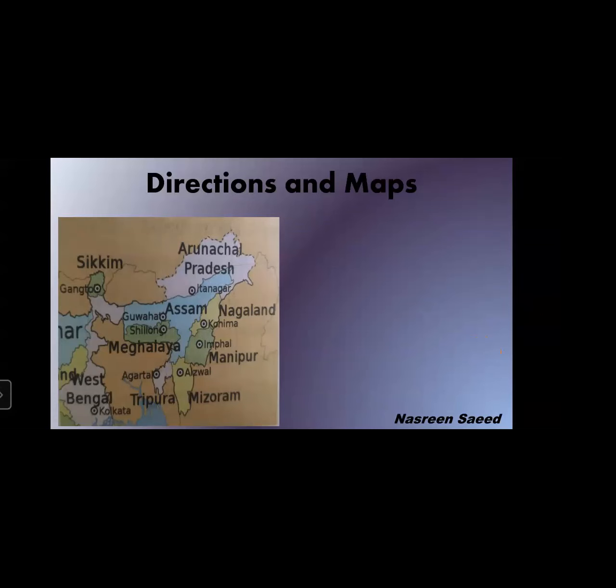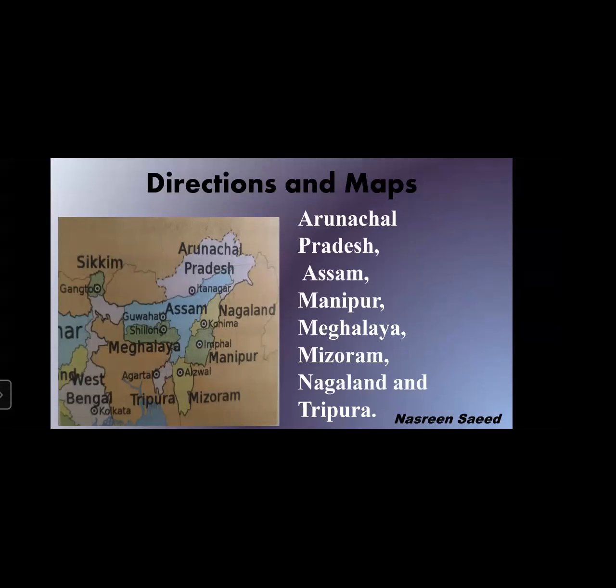Now the map they have given is called Seven Sisters because they include all the northeastern 7 states. Which states are included in the 7 sisters? They are Arunachal Pradesh, Assam, Manipur, Meghalaya, Mizoram, Nagaland and Tripura. These are the states which are called the 7 sisters.